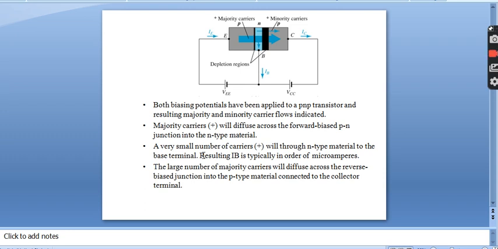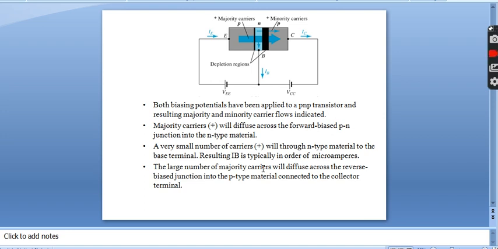Next, at the collector end, a large number of majority carriers will diffuse across the reverse biased junction into the P-type material connected to the collector terminal. In the base region, only 5% of the carriers will recombine, so the remaining 95% of the holes move from the emitter region to the collector region. That is, a large number of majority carriers diffuse across the reverse biased junction into the P-type material connected to the collector terminal.